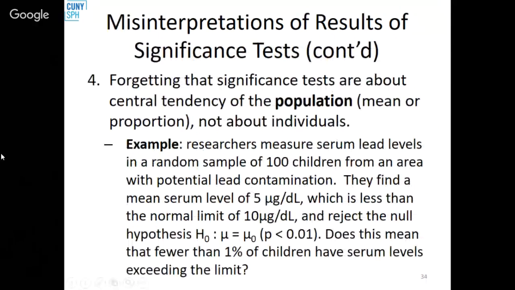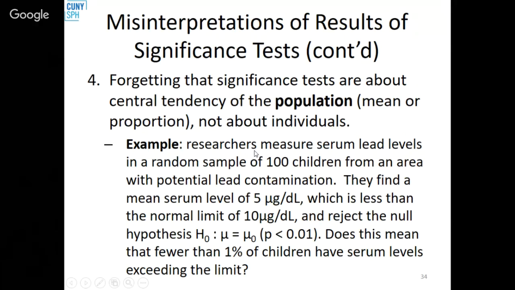This is a common misinterpretation: forgetting that significance tests are about the central tendency of the population, whether it's a mean or proportion, and not about individuals, especially when it comes to confidence intervals or hypothesis tests.